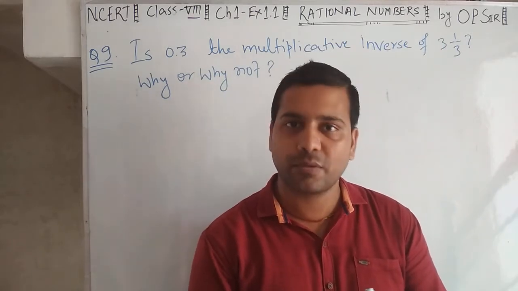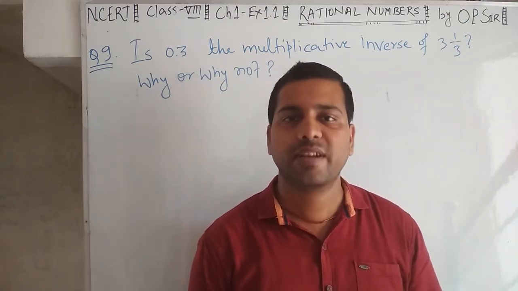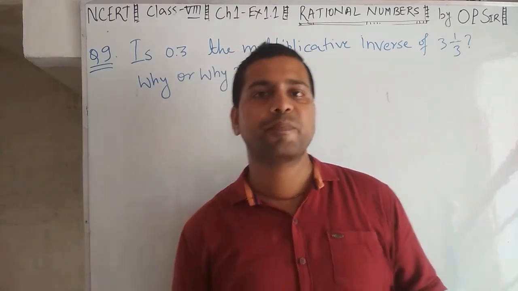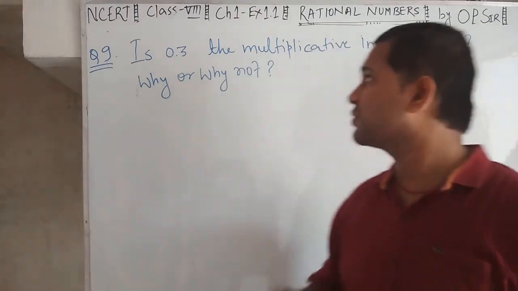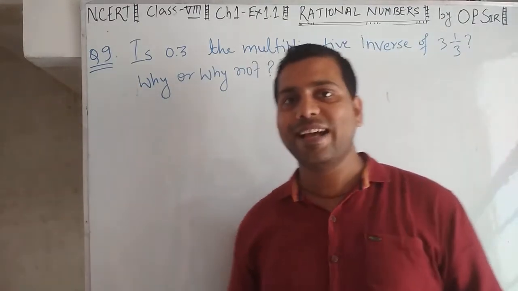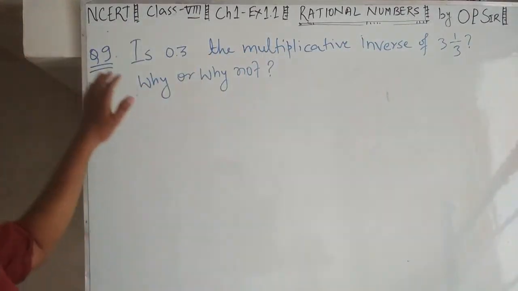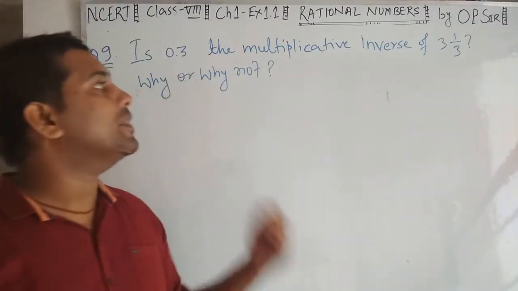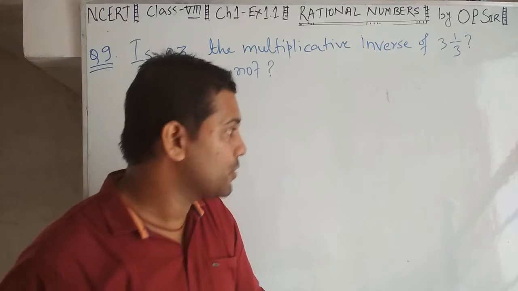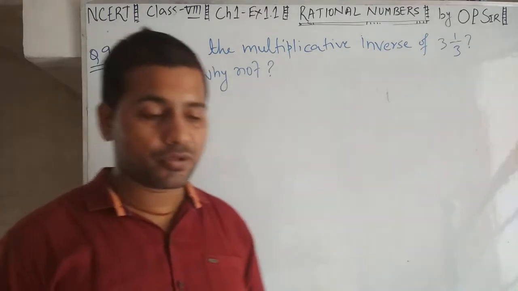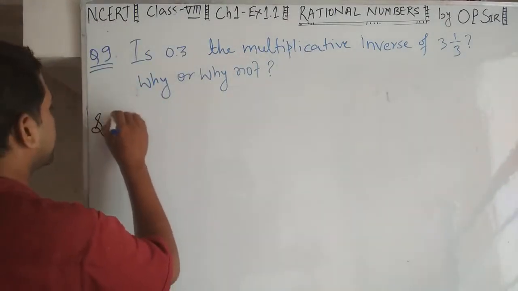Dear friends, we are going to discuss question number 9, which is actually similar to question number 8, which we have solved in the previous video. In this also, we have to say about 0.3 regarding what the reciprocal is. So we will see the question. Is 0.3 the multiplicative inverse of 3 whole 1 upon 3? So why or why not? We will see the solution of that. Okay, solution.